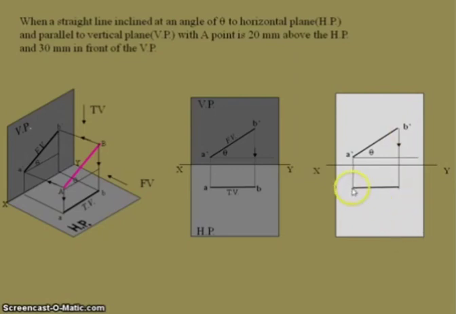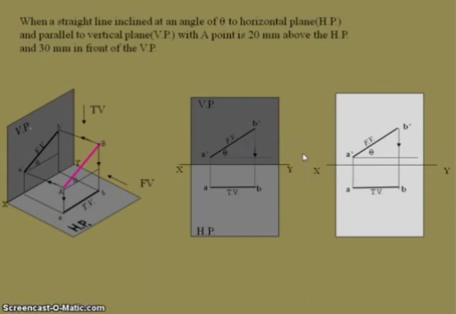This point is the projection of point A in the top view. From this we need to draw a horizontal line until it touches the construction line from the B point of the front view. Here I am giving the names AB for the top view. So the front view is A dash B dash and the top view is AB. This is the way of drawing the front view and top view for a given straight line when it is inclined to the horizontal plane and parallel to the vertical plane.